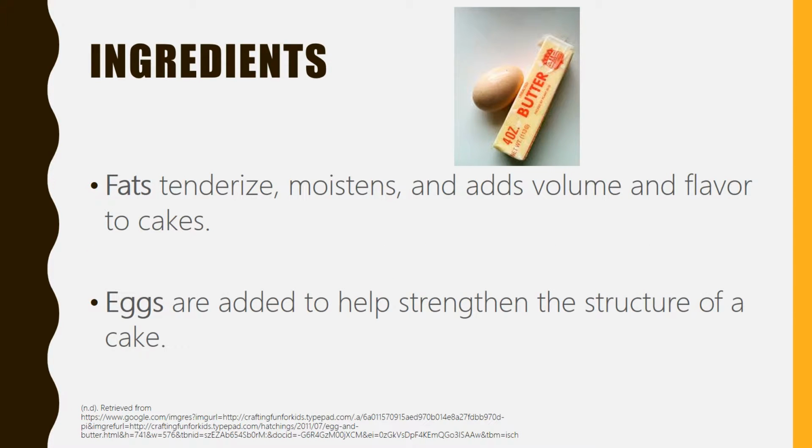Fats. Fats such as butter and shortening also contribute to tenderness, volume, moistness, and flavor. These attributes are best achieved by fats other than vegetable oil, which does not entrap air during creaming. Eggs. Eggs are added to help strengthen the structure as well as increase leavening, which adds flavor and color.